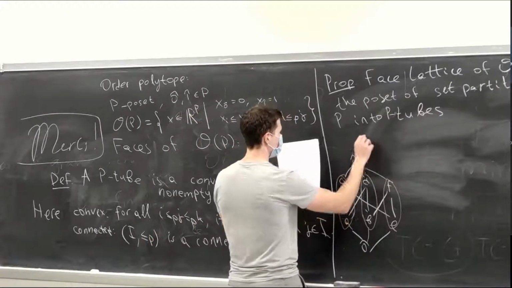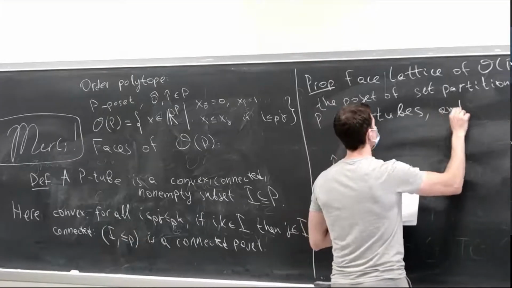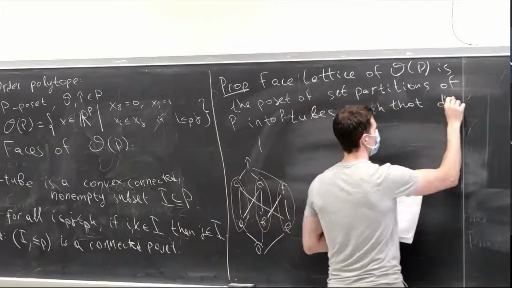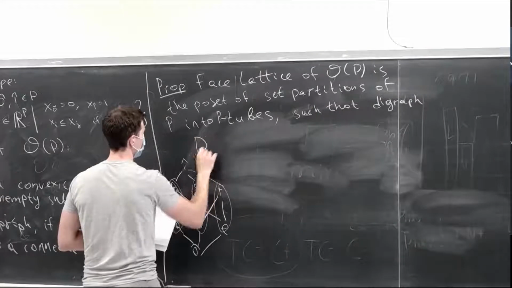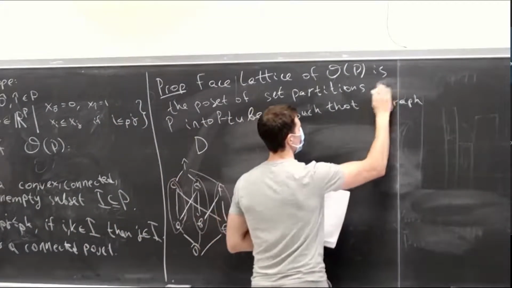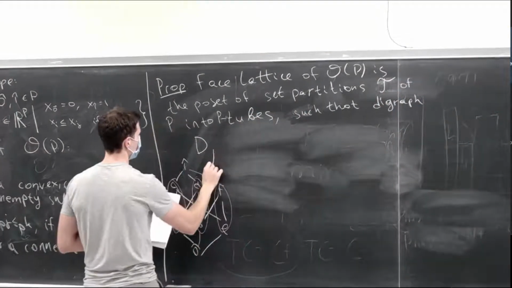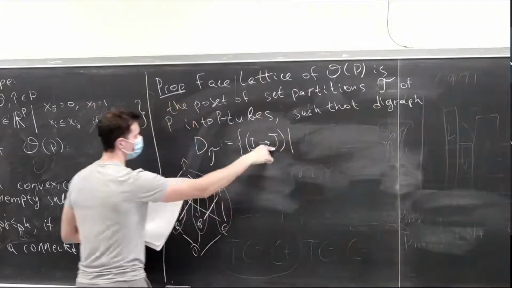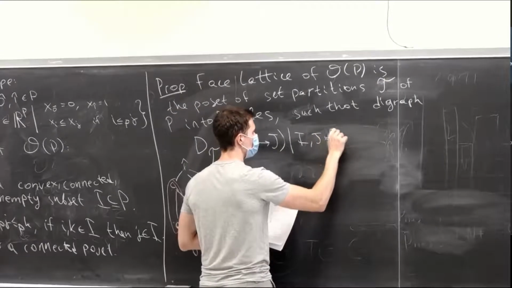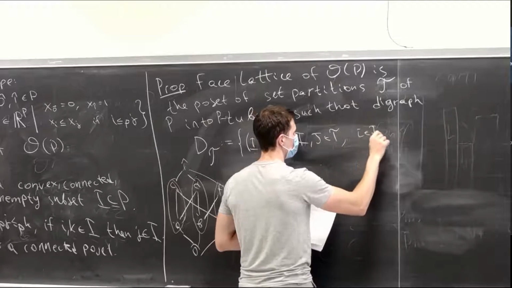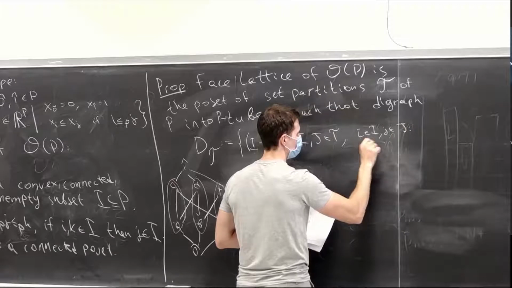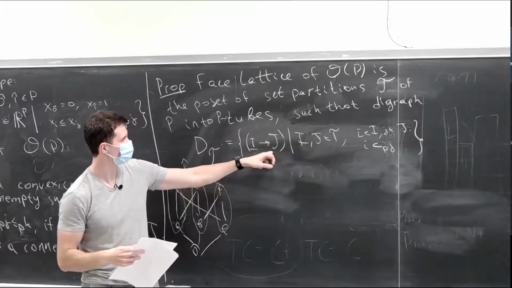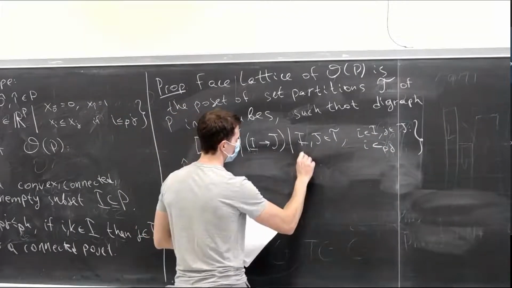Actually, I'm going to write it in a slightly different way. So into P-tubes and such that the directed graph, which I'm going to call the D graph, D sub capital T, for my set partition capital T of P, is defined by looking at all pairs of tubes. I draw an arrow from I to J, where I and J are two tubes in my set partition, if there is an i in I and j in J such that i is less than j in P. And these should be not equal to each other.